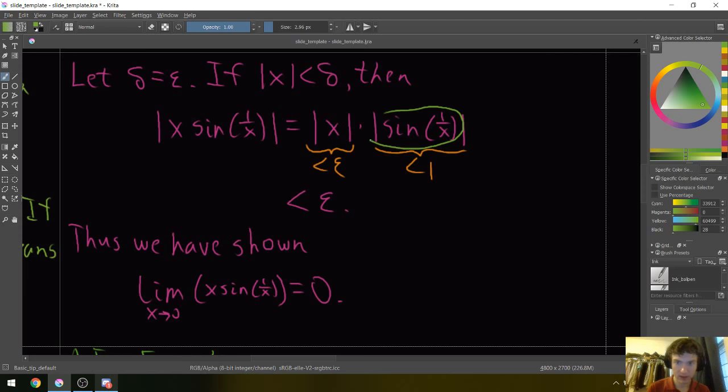The sine function gives you a point on the unit circle, and the absolute value of the y-coordinate of a point on the unit circle is always at most 1. So the product of something less than epsilon and something at most 1 is always less than epsilon. So we didn't need to muck around with any arcsine of a particular value, because in this game you only need to worry about the worst case scenario. The worst case for a sine is that it's 1, but we can deal with that by picking this factor so that the 1 doesn't kill us.